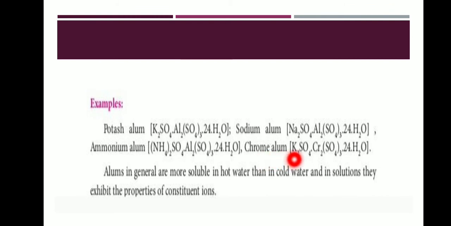Chrome alum: K2SO4·Cr2(SO4)3·24H2O. Alums in general are more soluble in hot water than in cold water, and in solutions they show the properties of the constituent ions.